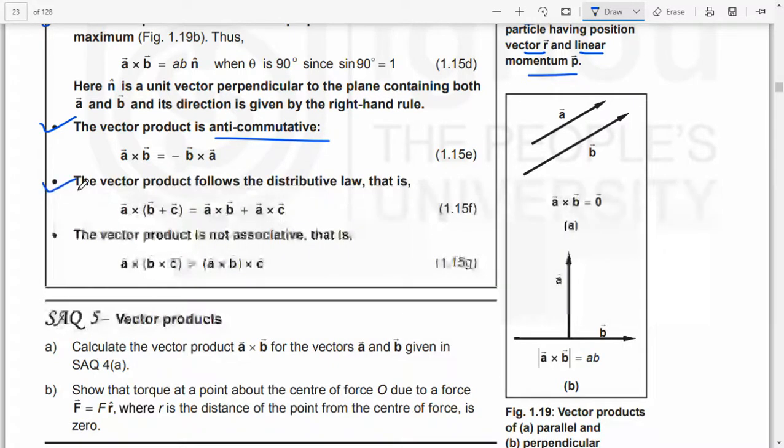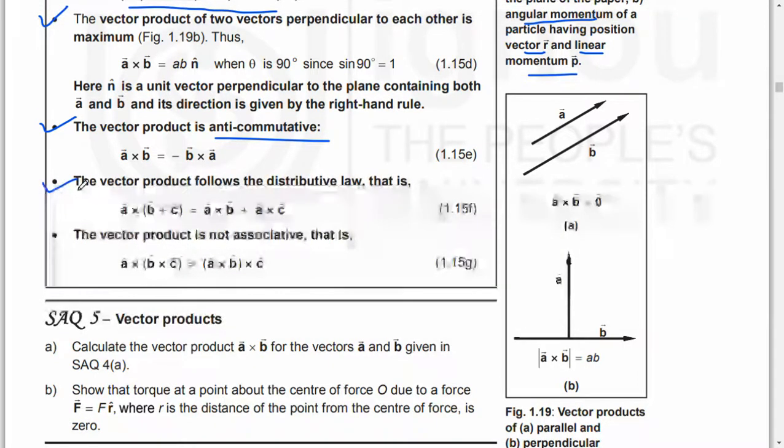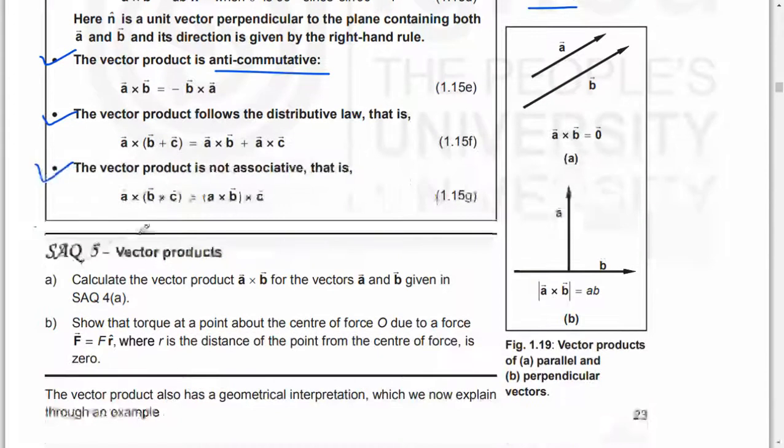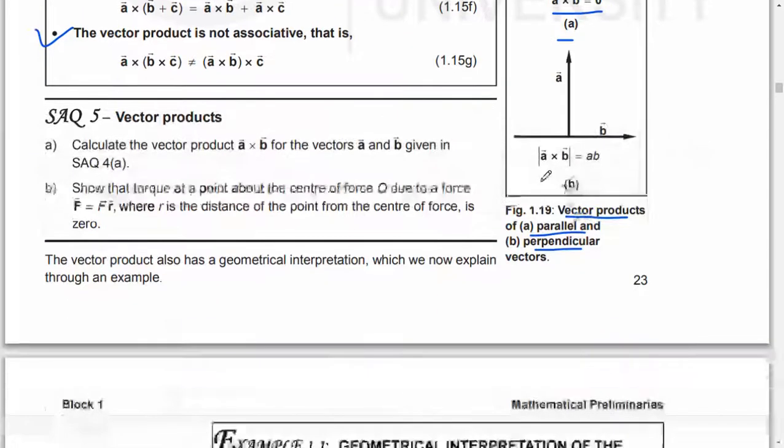The vector product follows the distributive law, that is A cross (B plus C) equal to A cross B plus A cross C. The vector product is not associative, that is (A cross B) cross C is not equal to A cross (B cross C). Vector products of a parallel and a perpendicular vector: for parallel vectors A and B, A cross B equal to 0; for perpendicular vectors, the magnitude of A cross B equals AB.